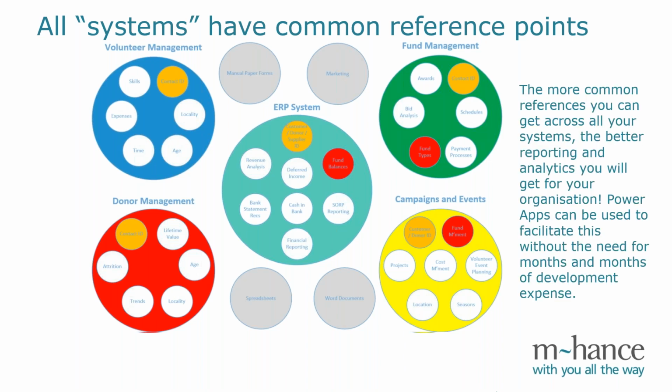The more common references you get into the system, the better the joined-up reporting becomes, and the more information you have across your impact reporting, your project outcomes, all of which can be held differently, on Excel and so on. What we can do is use Power Apps to make sure that we have the common references in the manual processes as well, which then allows us to bring together all that data for you.